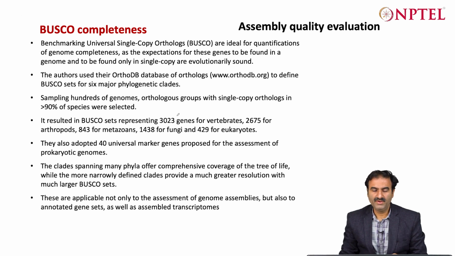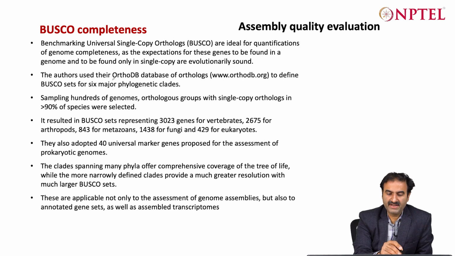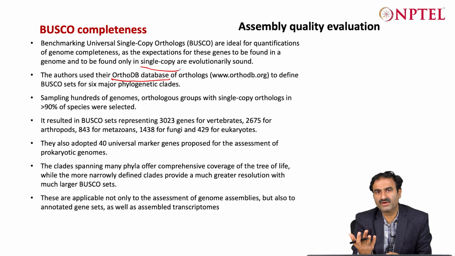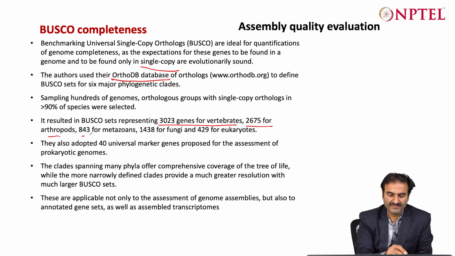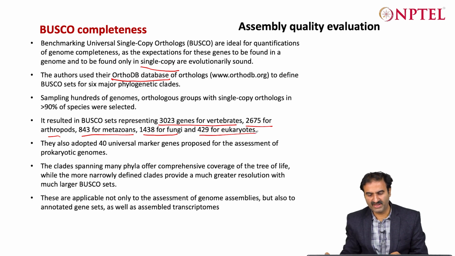Right? So what they have done is they have built a database called OrthoDB containing single-copy orthologs which are present across genomes. It is not that all the orthologs will be present in all the genomes, but at least most of the genomes or closely related genomes should have those orthologs. So basically several hundreds of genomes with single-copy orthologs were identified. And they built a set of almost 3000 genes for vertebrates, 2500 genes for arthropods, 843 for metazoans, 1438 for fungi, and 429 for eukaryotes.